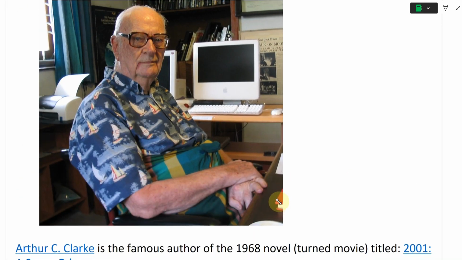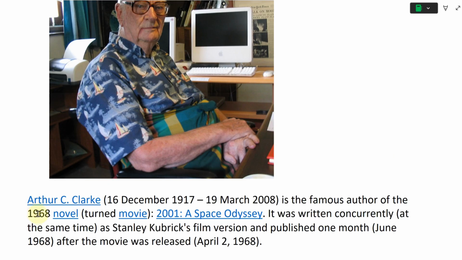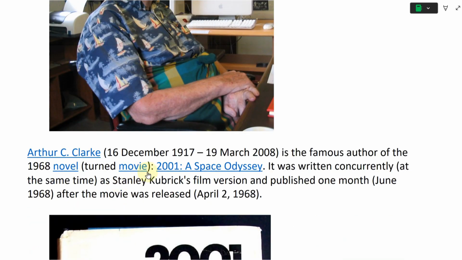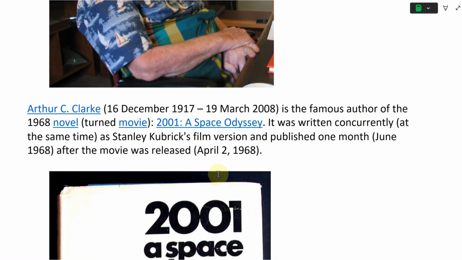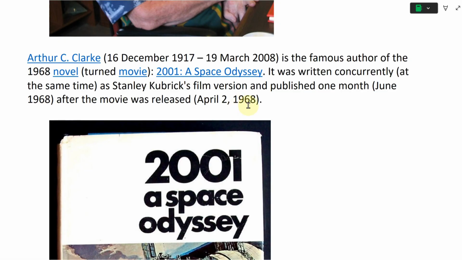All right, I want to go over some info about this guy. It's pretty fascinating stuff. Arthur C. Clarke, born on December 16th, 1917, and died on March 19, 2008, is the famous author of the 1968 novel turned movie, 2001: A Space Odyssey. Interestingly, it was written concurrently with Stanley Kubrick's film version and published in June 1968, after the movie was released on April 2nd, 1968. I'm not sure of the exact day in June, but nonetheless.